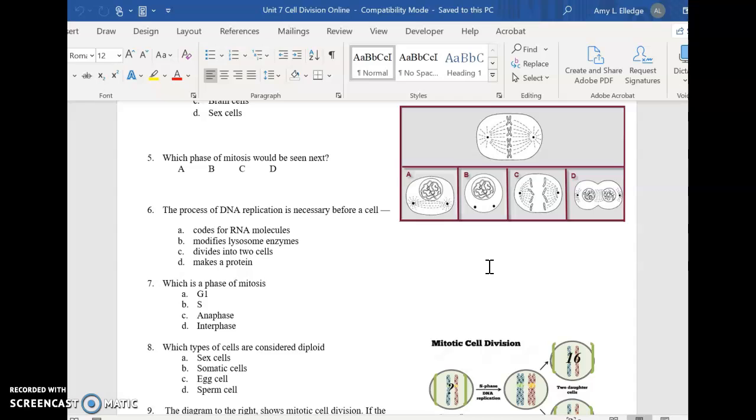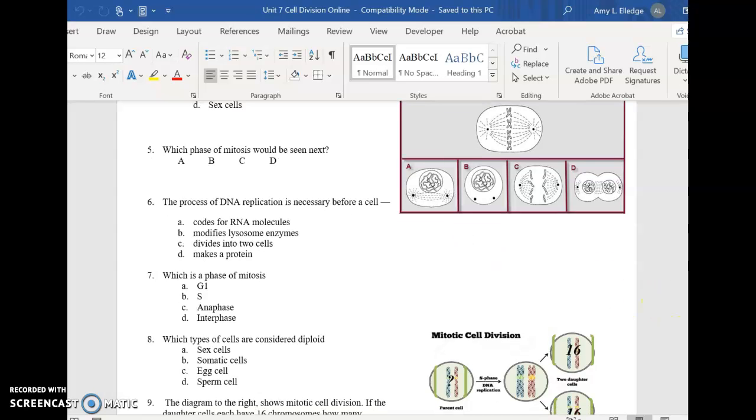Number 6, the process of DNA replication is necessary before a cell. Well, why would you need to copy your DNA? Because what are you going to make? You're going to make 2 new cells, right? So the answer is C, divides. You got to copy that DNA before you divide.